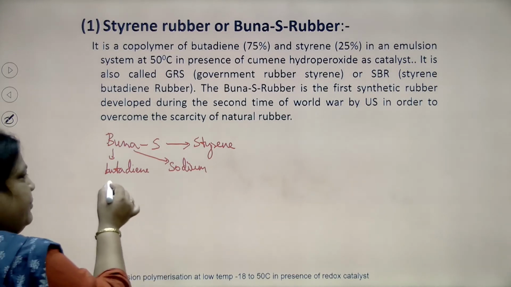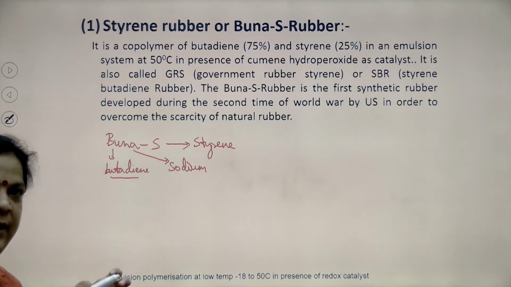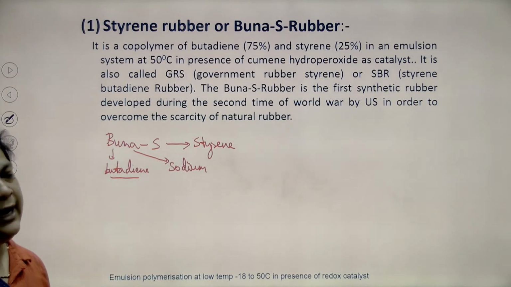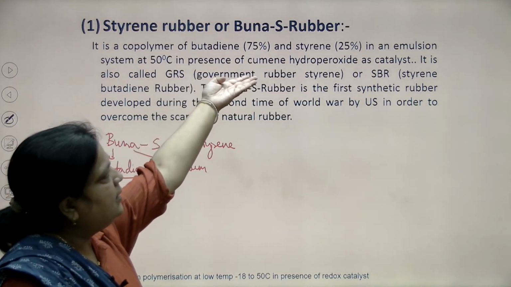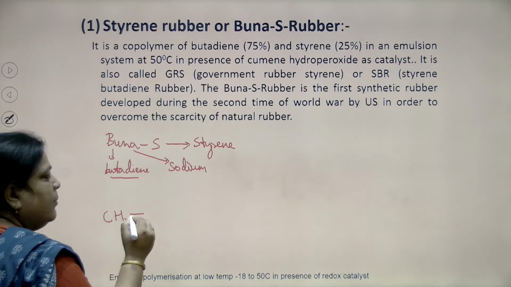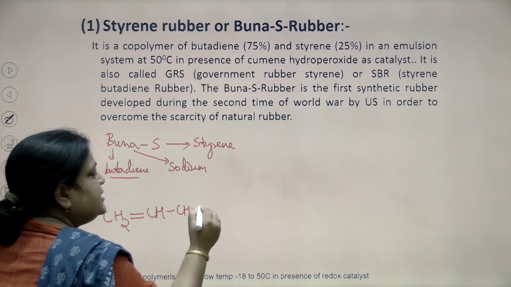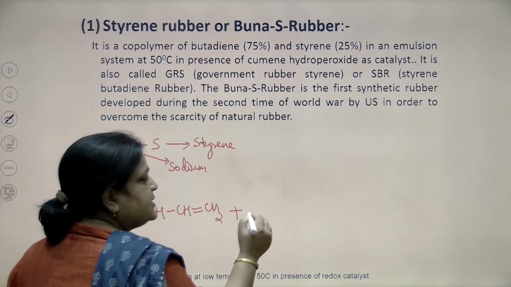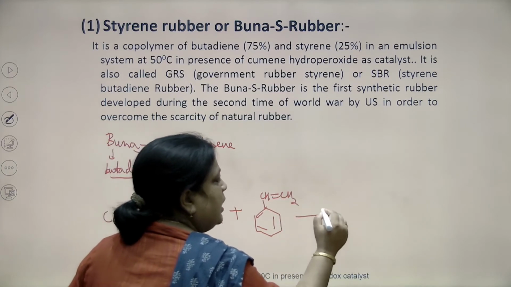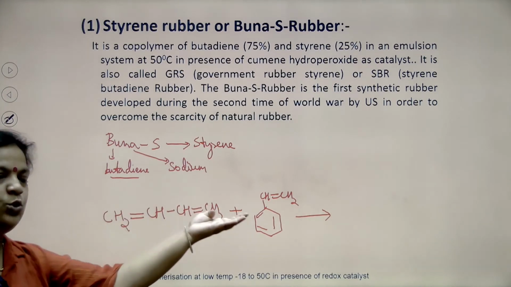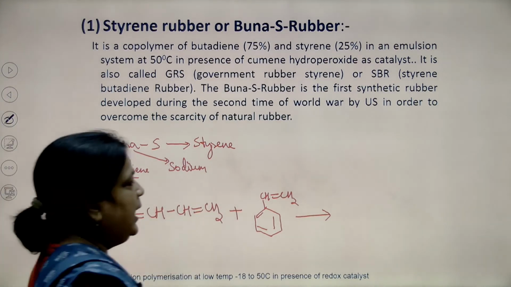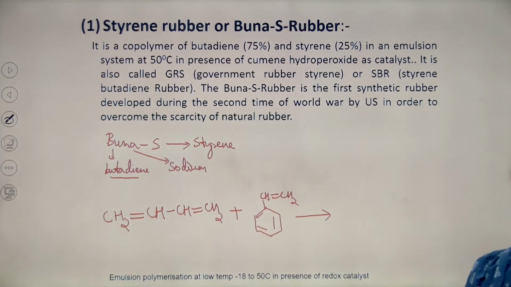So, it is a copolymer of butadiene, which basically provides flexibility, and styrene in an emulsion system at 50 degrees centigrade in the presence of a redox catalyst, for which I have taken cumene peroxide. So, butadiene means CH2 double bond CH single bond CH double bond CH2, plus styrene. Styrene means a benzene ring with CH double bond CH2, and to make it perfectly, the ratio 3:1 is preferred. 3:1 means 75% butadiene, 25% styrene, and there is no functional group.